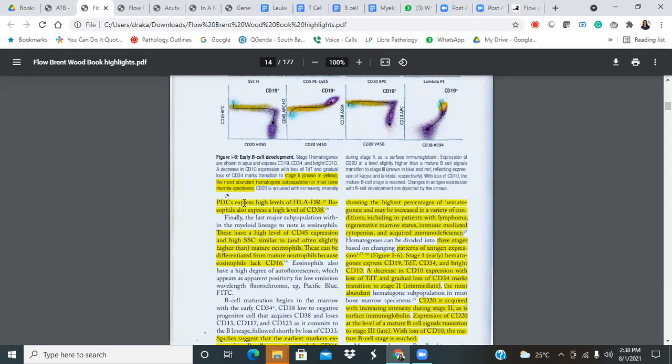All right, the PDCs express high levels of HLA-DR. Basophils express low levels of HLA-DR, and basophils also express a high level of CD38. So these are the important points we have to remember. The last major subpopulation is eosinophils. These have high CD45, high side scatter. We already read about that, differentiated from basophils based on CD16. So we already saw all of that.